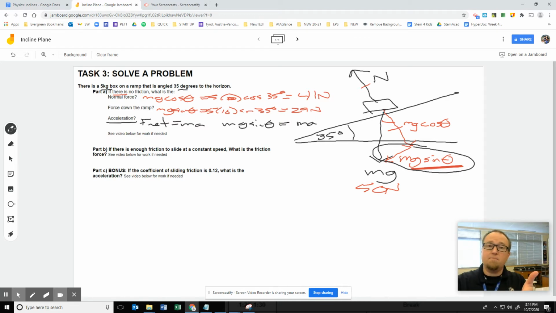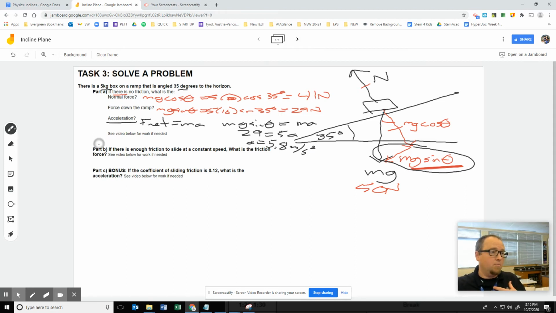If I didn't know what the mass was, I could cancel it off and just plug in g, plug in sine, and I get acceleration. Since we have it, we're just going to use it. So the force down the ramp is 29. My mass is 5. I solve for my acceleration, which is 29 over 5, 5.8. Okay, so I'm accelerating at 5.8 meters per second squared. Notice, even without friction, it is not accelerating at 10.